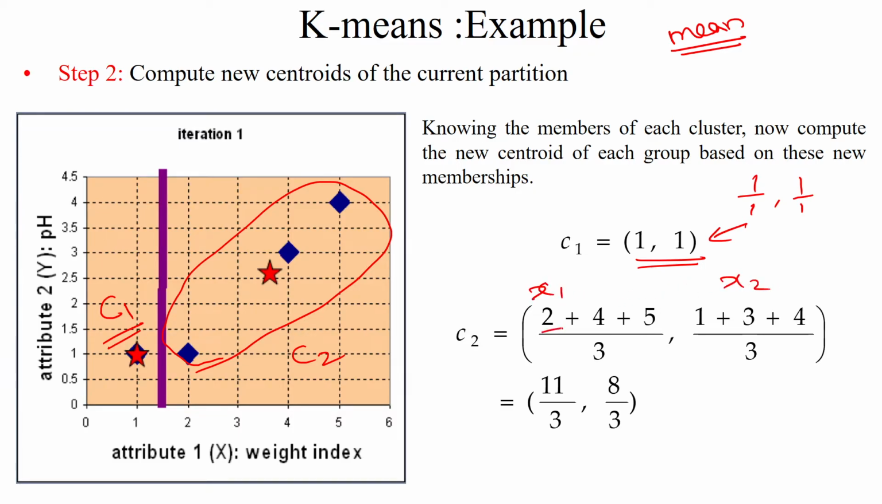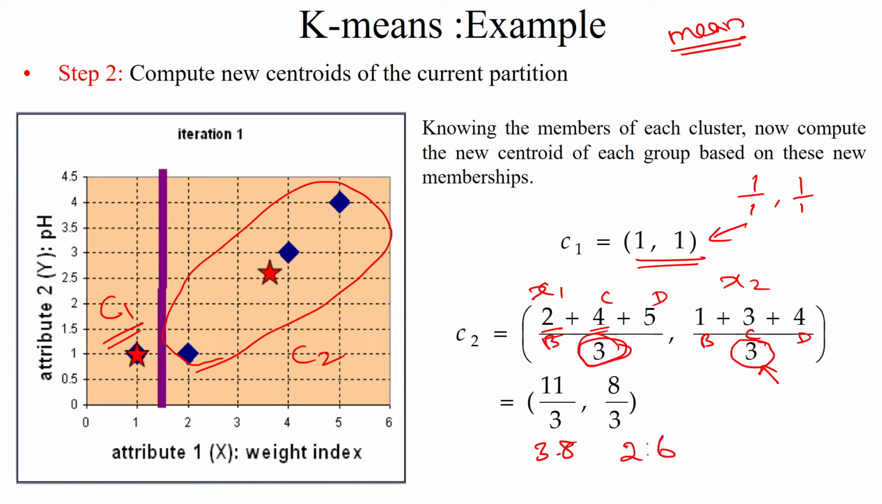So 2 plus 4 plus 5, where the second data point is B, this is C, this is D. These are x1 values, so three data points: 2 plus 4 plus 5 over 3. Here also for x2, the feature: 1 plus 3 plus 4 over 3. We take the average, the mean. So we are getting 11 by 3, 8 by 3. 11 by 3 is approximately 3.8, and 8 by 3 will be 2.6.